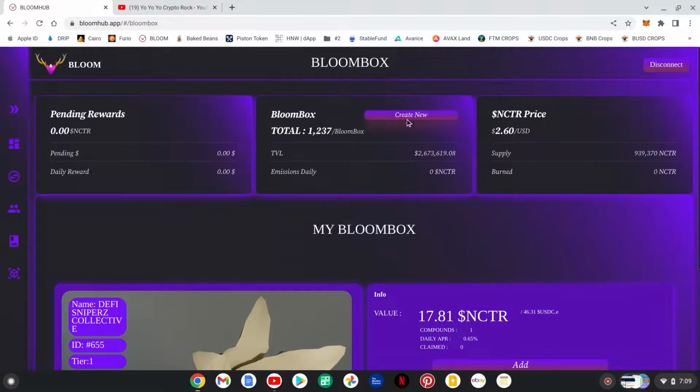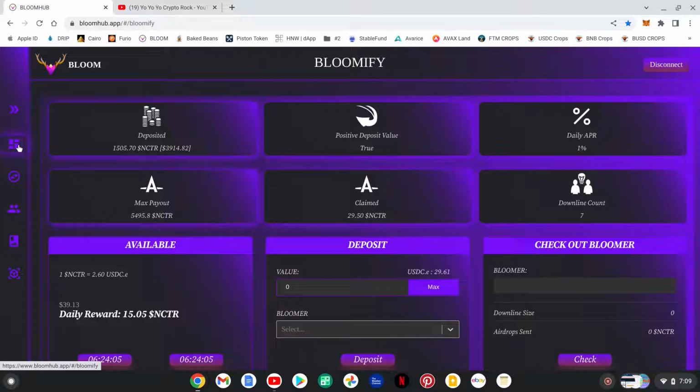If you see here, the TVL is 2.673 million. Guys, come on. That's huge. Look, yeah, $2.60 per Nectar token. And they just actually burned an insane amount of tokens, guys. They burned like, I think it is, 550,000 Nectar worth $1.4 million. So this project is here to stay.